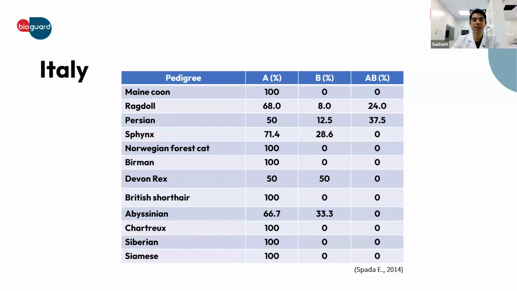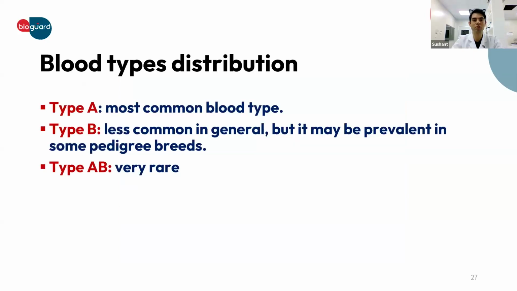So you can see there is not any consistent overall concept of the geographical distribution. However, overall, type A is still the most common blood group seen compared to type B, which is less prevalent in general. Prevalence varies with the region and the pedigree in cats.